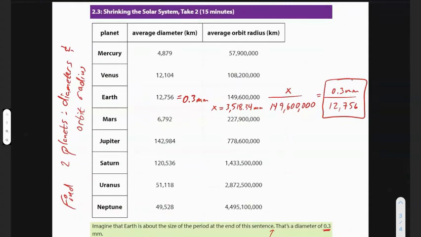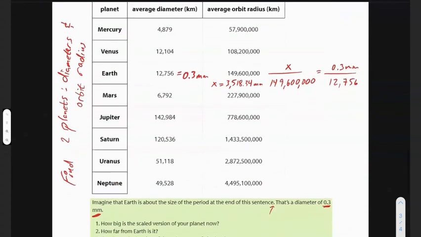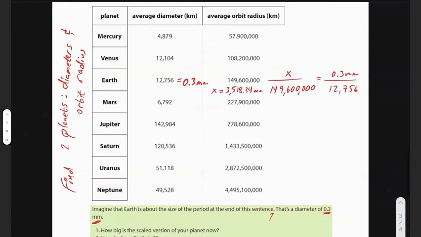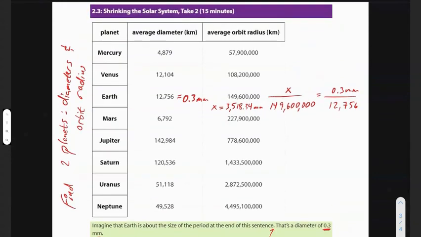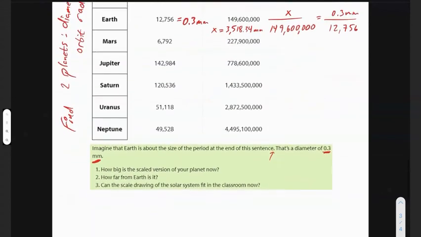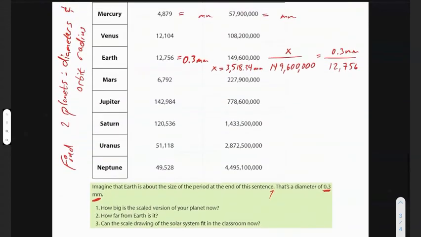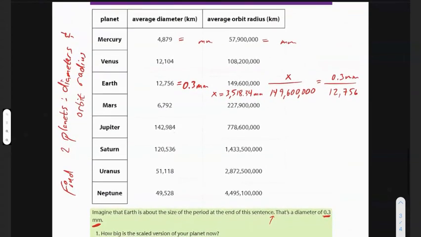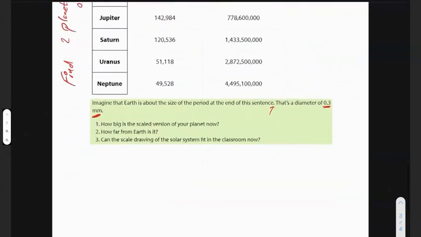And as for the questions below, how big is the scaled version of your planet now? Well, you pick a planet. Find two of them. Find the diameter and the orbital radius. How far from Earth is it? Oh, that's pretty important. Just find me the new measurements for your planets. Okay, that's good enough. And then can the scale drawing of the solar system fit in a classroom now? Maybe, maybe not. I think you'll be able to fit half of it, depending on the size of your class.